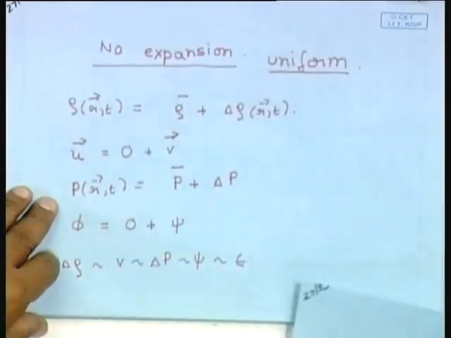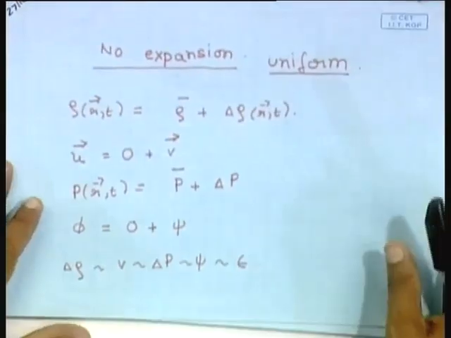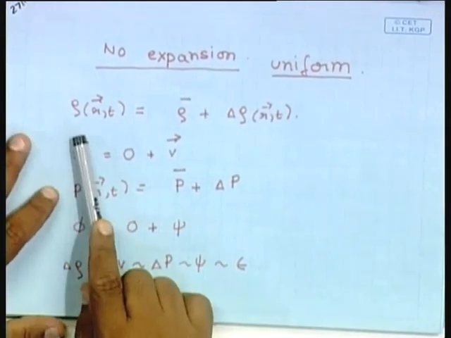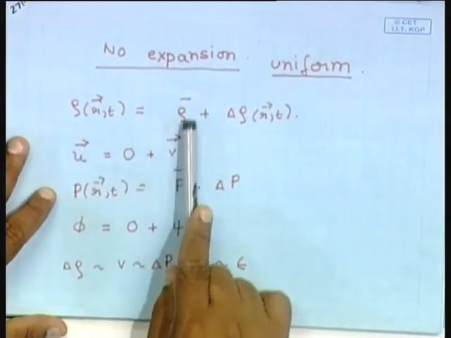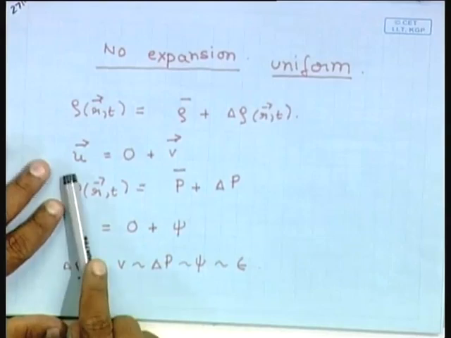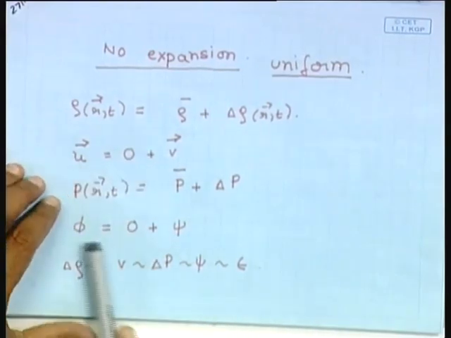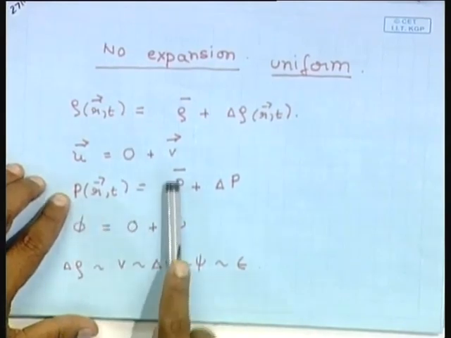Now with this model, we started off with a simple kind of analysis. In this analysis, there is no expansion. We have done away with the expansion of the universe, and we consider a homogeneous uniform fluid. And this fluid starts off with a static configuration. So the density initially is just a constant rho bar. The velocity, which I represent by u, the fluid velocity, is initially 0. The pressure is initially a constant p bar.